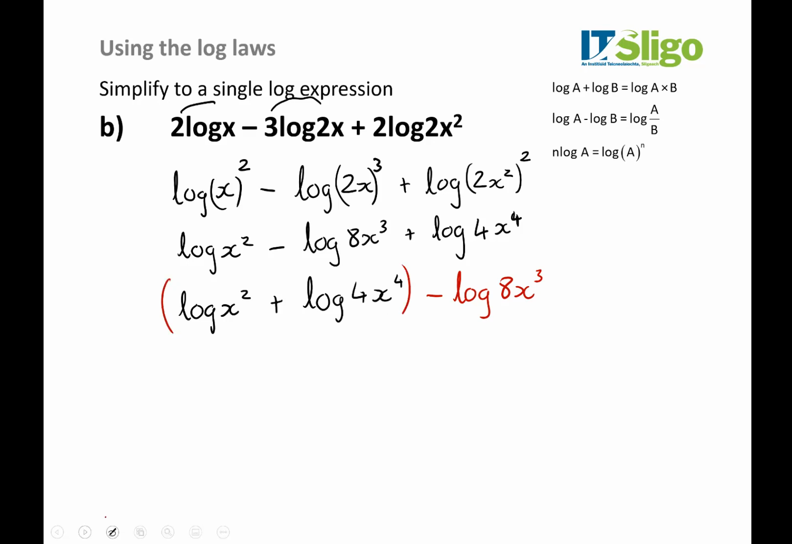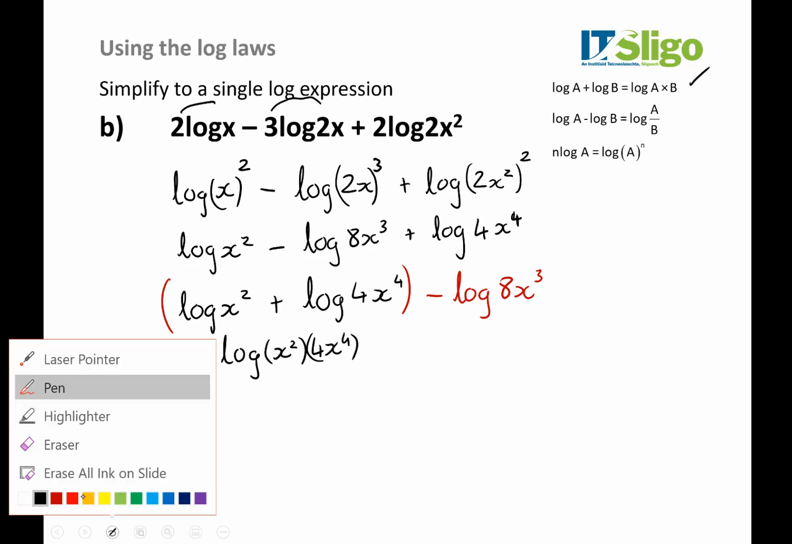And now I can use rule 1. Now you don't have to do this, but I find it makes the maths a little bit easier. Now we're using rule 1. Log of a plus log of b becomes the log of a by b. There's our a and there's our b. So we've now got the log of x squared by 4x to the power of 4. This other guy is still waiting his turn.